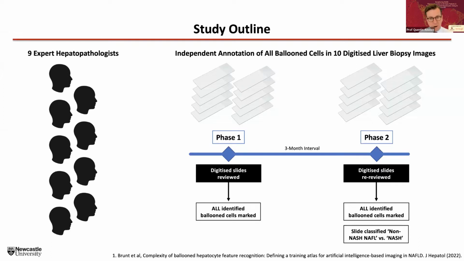We then waited 3 months. Those same images were represented to the pathologists, but this time in a different order. Some of the images had been rotated through 90 degrees, others had been mirrored to flip them over, and two questions were asked. The first question was, does this biopsy show NASH or non-NASH NAFL, in other words, steatosis or steatohepatitis? And secondly, please again recircle every single balloon cell that you have identified on the biopsy. And the big focus here, though, was primarily on inter-observer agreement.